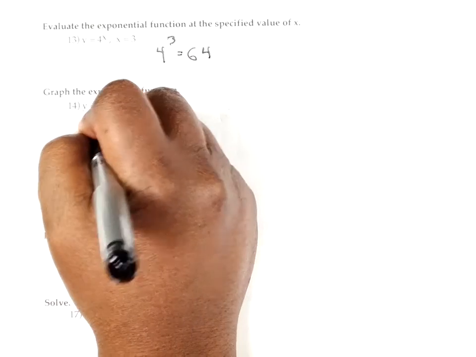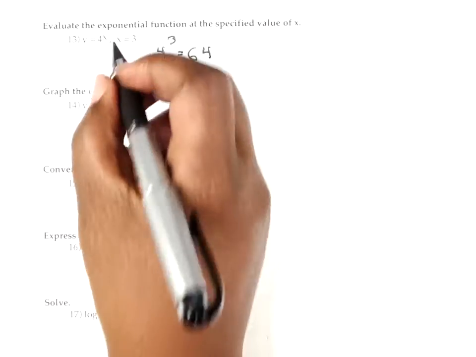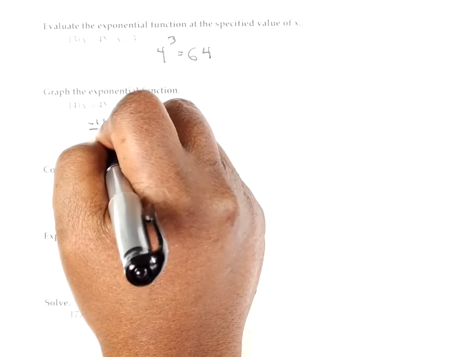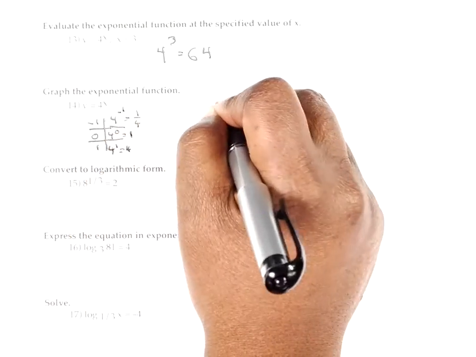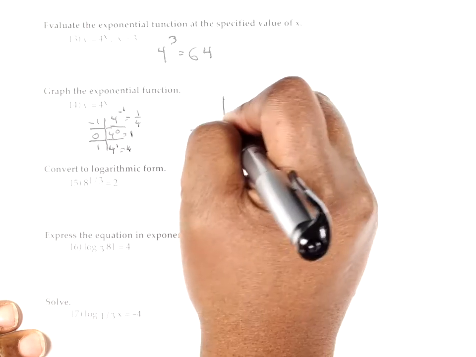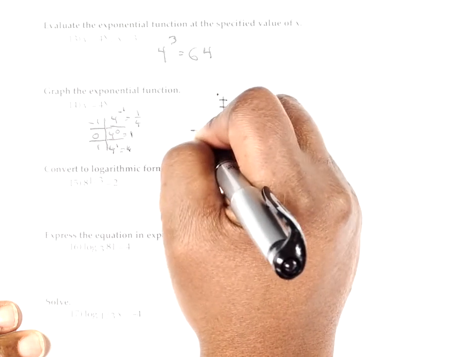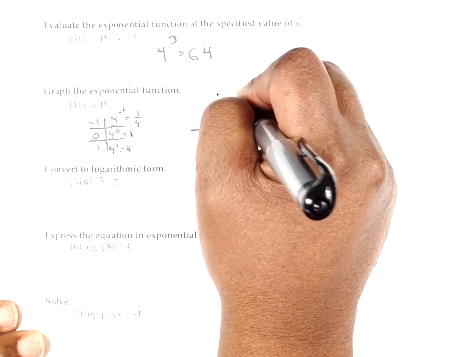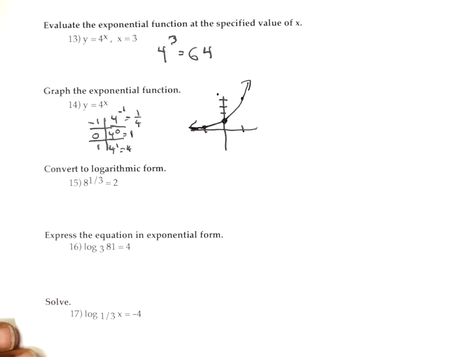Graph the exponential function. So remember, when we're graphing, we're only using 3 points. So -1 would be 4 to the -1 power, which is 1/4. 4 to the 0 power is just equal to 1, and 4 to the first power is 4. So when I go to graph this, my points are -1, 1/4, 0, 1, and 1, 4. And that is my exponential function.